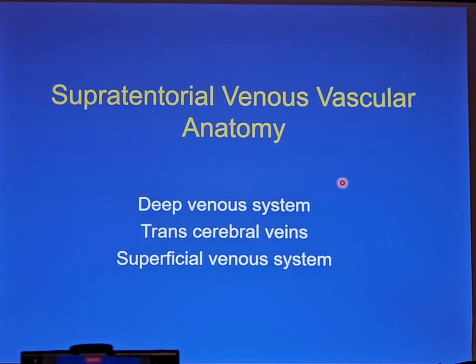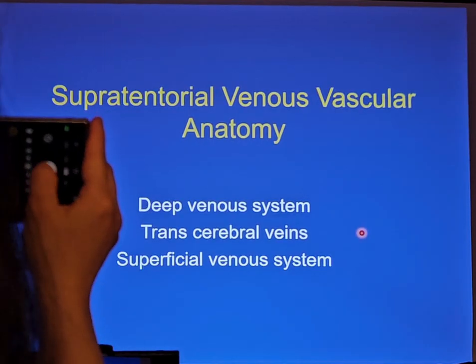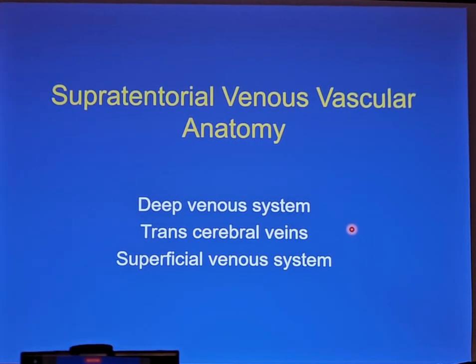We're going to look at the deep venous system, the transcerebral veins, which most people haven't heard about, and the superficial venous system, the cortical venous system.